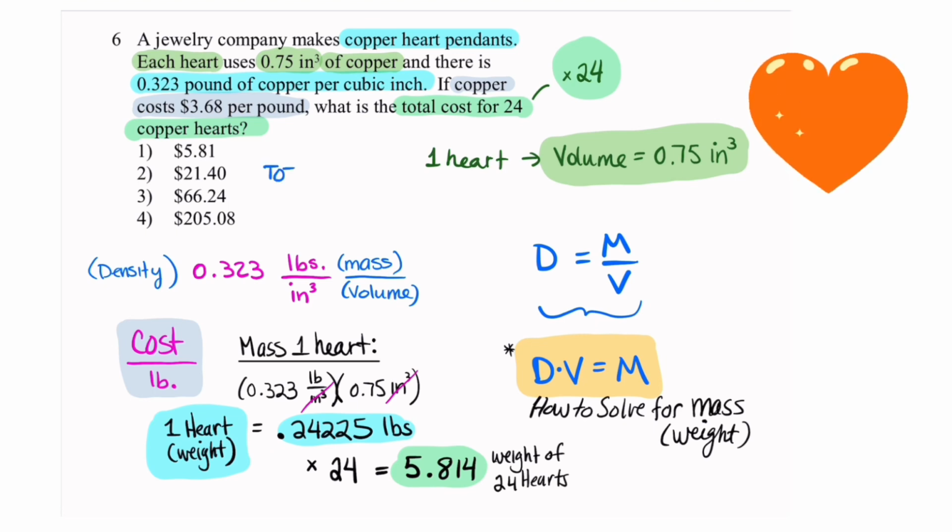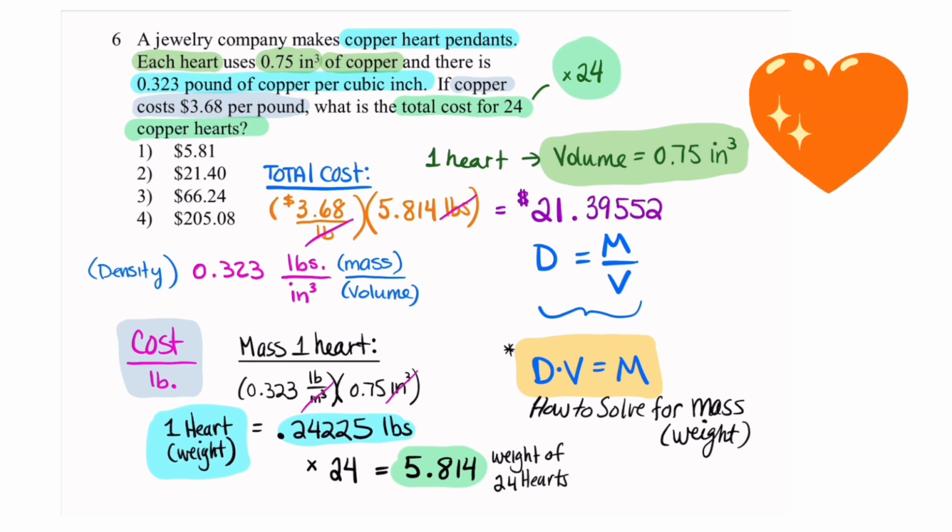Now, since we know the weight and mass for the 24 hearts, we can multiply that by the cost per pound, which is $3.68 for every pound, and we have 5.814 pounds. So together, if you look, the pounds units will cancel, leaving us with a dollar amount of how much all of those will cost, and we get $21. And since this is money, we'll have to round to the nearest cent.